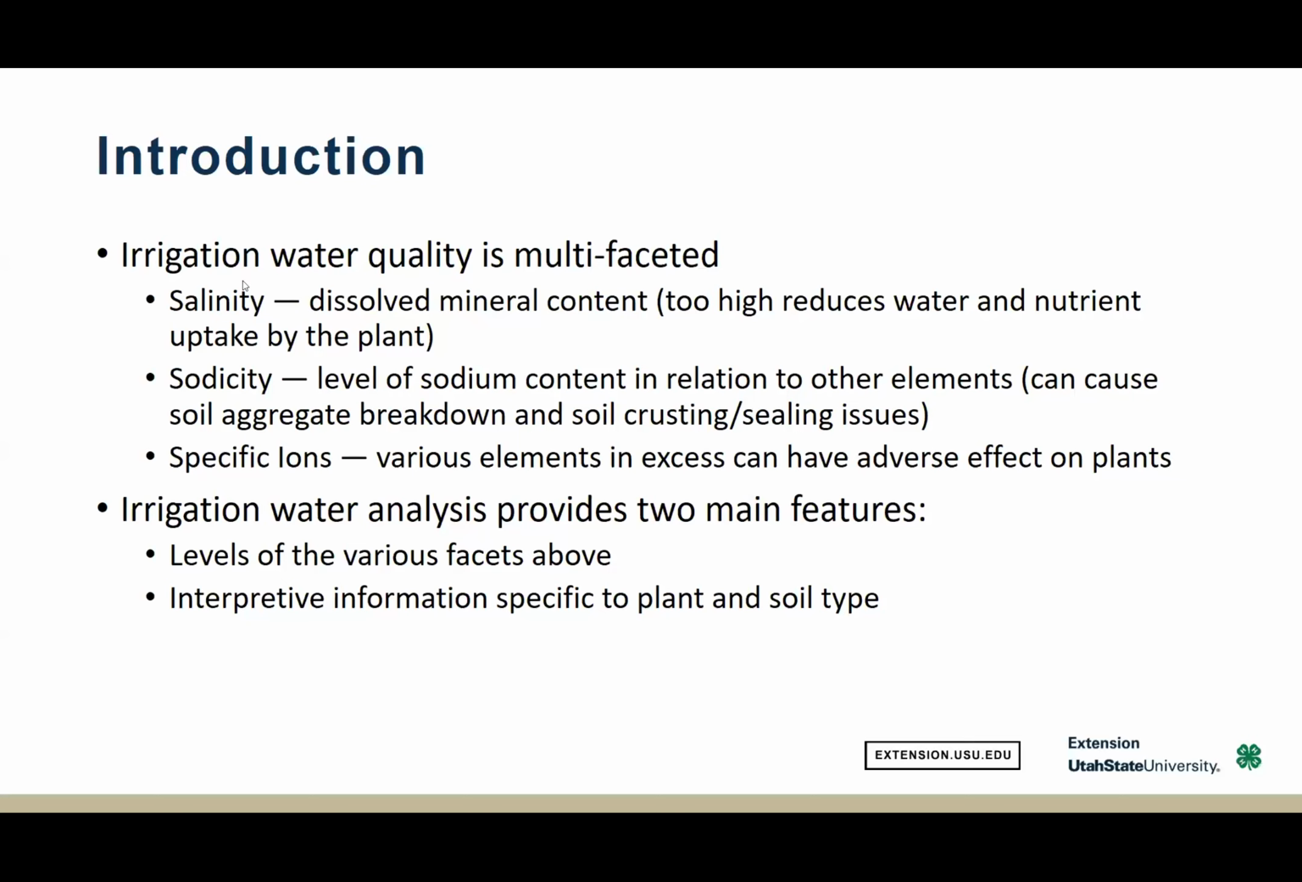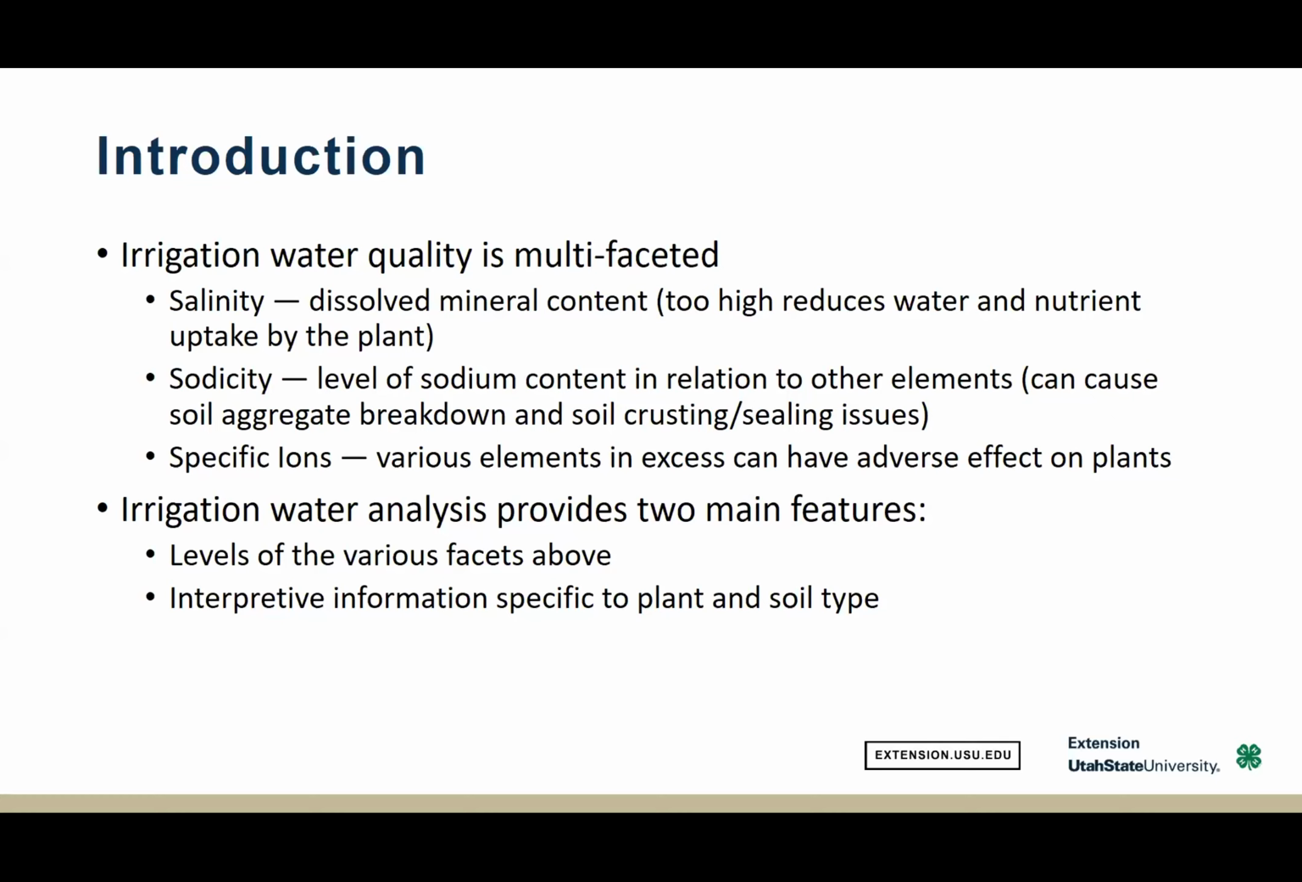Looks good. Okay. So when we send in a sample for water quality or irrigation suitability analysis, it's really a multifaceted analysis that we're looking for. The key features typically are going to be salinity, sodicity, and some specific ion constituents within the water. Salinity, we're referring to the total dissolved mineral content. When that gets high in the water, as we introduce to the soil, it can reduce water and nutrient uptake by the plant. We'll talk a little bit more about that as we go along.